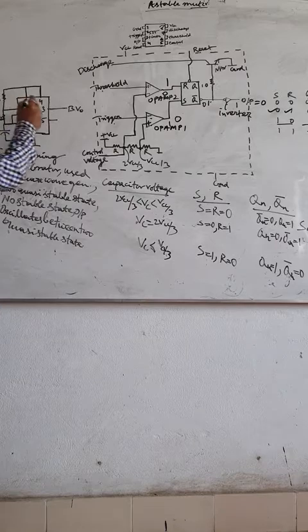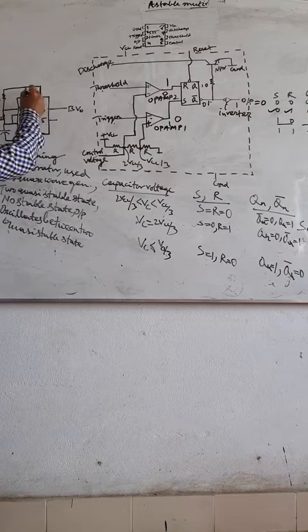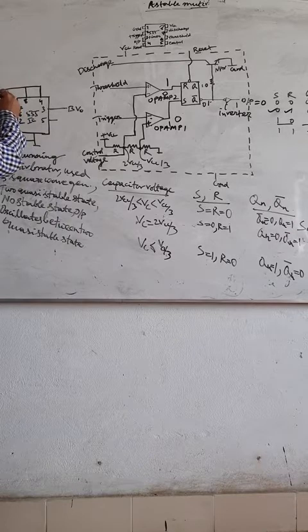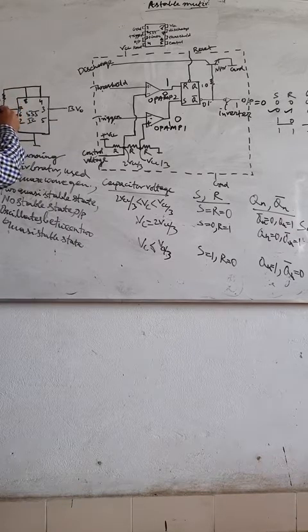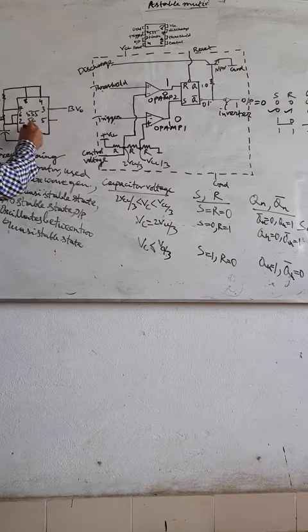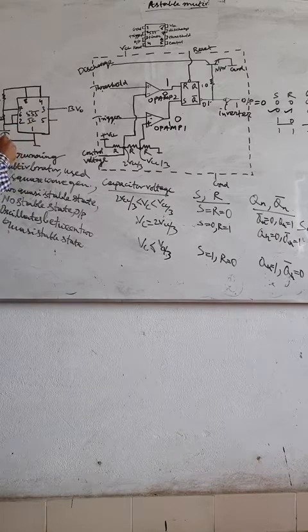See, pin number 8 and 4 are shorted. Between pin number 8 and 7, resistance R1. Between pin number 7 and 2, resistance R2. Pin number 6 and pin number 2 are shorted. Between pin number 2 and ground, which is pin number 1, there is a capacitor.